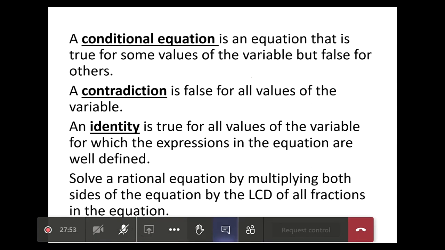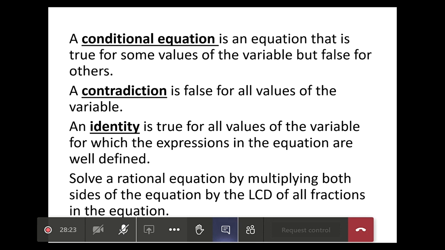We have 3 types of equation. In general, we have 3 types of equation. Okay, we have conditional equation, we have contradiction, and we have identity. What's the difference between these types? Conditional equation, we have 1 or 2 or 3 solutions.